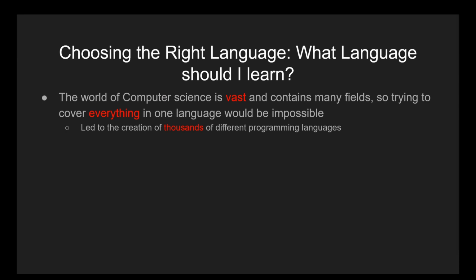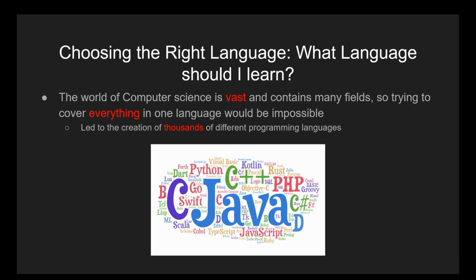Well, it depends what you are trying to do. Sometimes you need very specialized languages to get done what you want. The world of computer science is vast and contains many fields, so trying to cover everything in one language would be impossible. This has led to the creation of thousands of different programming languages, each designed for a specific task. Right now, though, we will be covering some of the most popular languages and their uses.